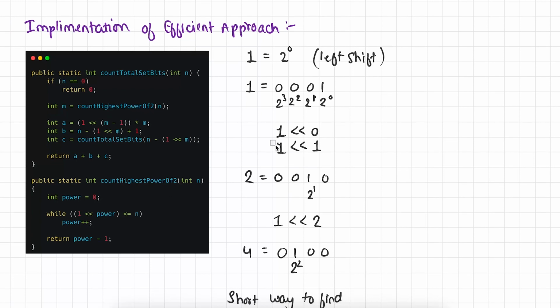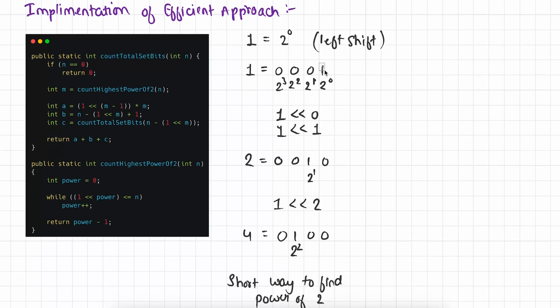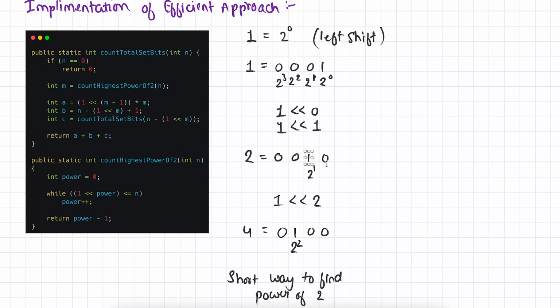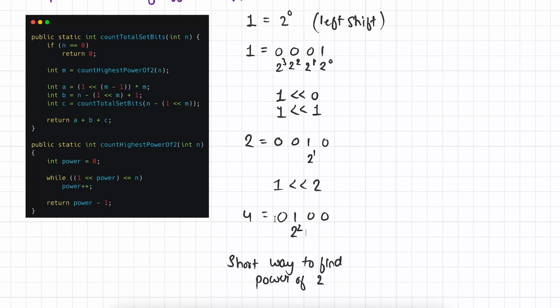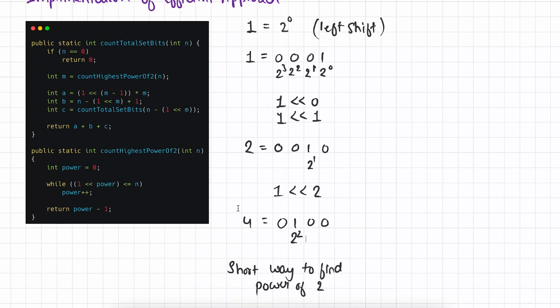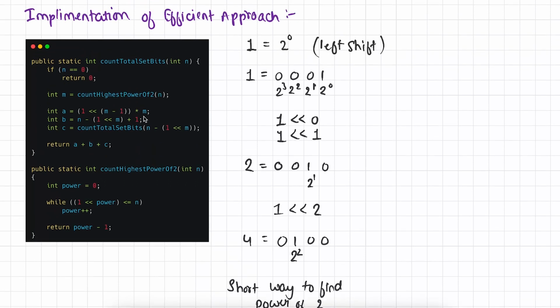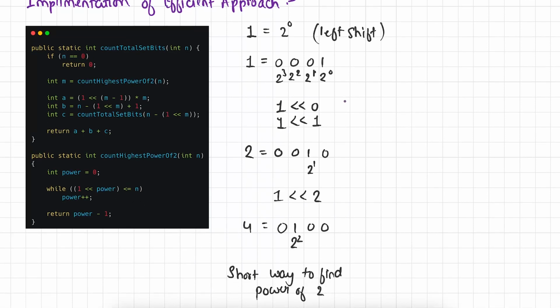But if I left shift 1 by 1 position, then this bit is shifted to the second position, and this second position corresponds to 2 to the power 1. It means 2. And if I left shift 1 by 2 positions, then this bit is shifted to this position, and this position corresponds to 2 to the power 2, that is equal to 4. So it is simply a short way to find a power of 2, right? That is why I have used the left shift operator over here, and it is much faster than arithmetic operators. So this is about the left shift operator.